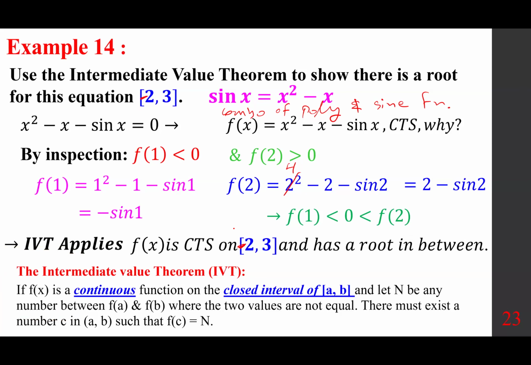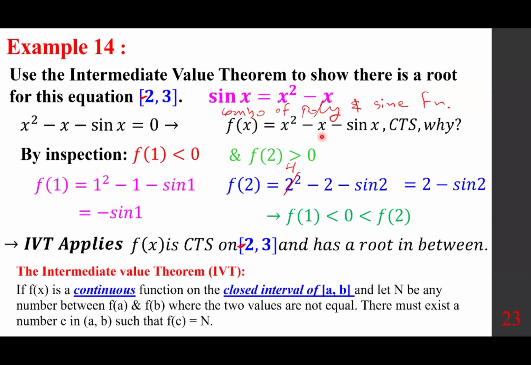So a quick recap. We want to use the intermediate value theorem to show that there is a root for this equation sine x equals x squared minus x between negative 2 and 3. We bring it to the same side. Whether you take it to the left or right makes no difference. So we take it to the right, x squared minus x minus sine x equals 0. That is the same as saying this function, does it have a root?